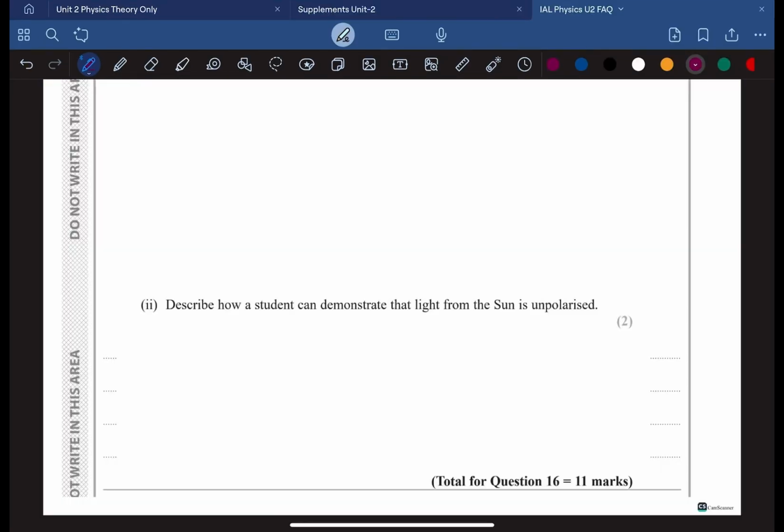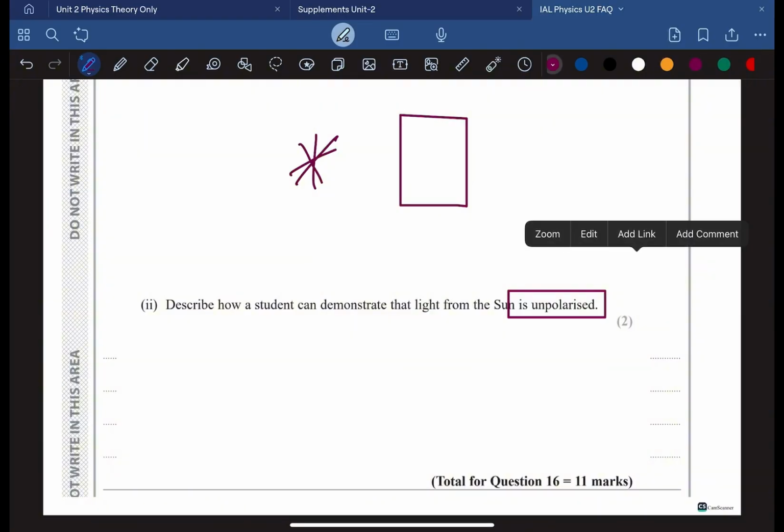Now this question says, describe how a student can demonstrate that the light from the sun is unpolarized. If the light is unpolarized, then it will vibrate in all directions. Let's say this is unpolarized light, and we pass it through a polarizing filter whose plane of polarization is, let's say, in the vertical direction.